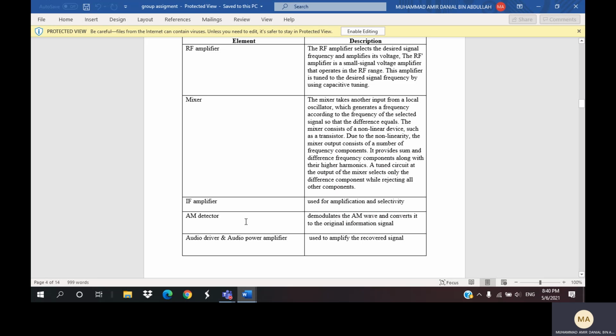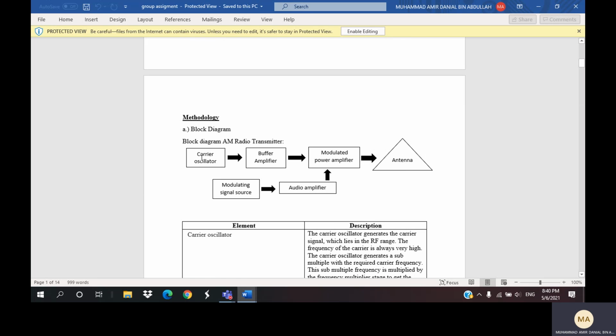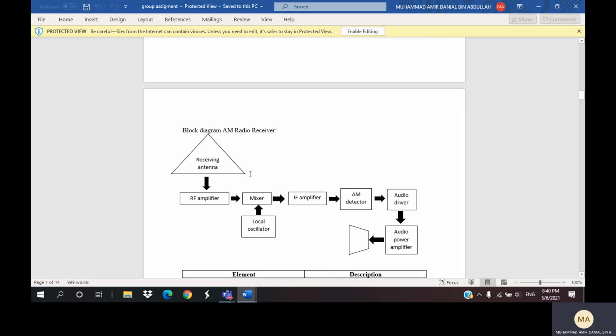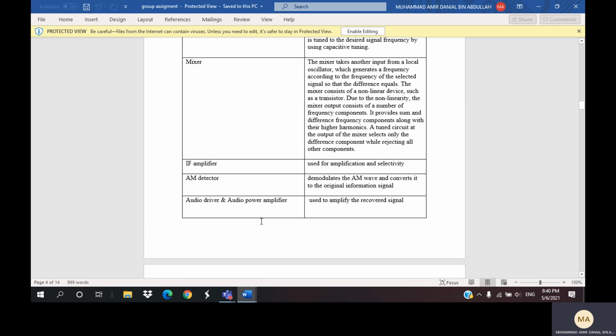AM detector demodulates the AM wave and converts it to the original information signal from the carrier. Audio driver and audio power amplifier is to amplify the recovered signal.